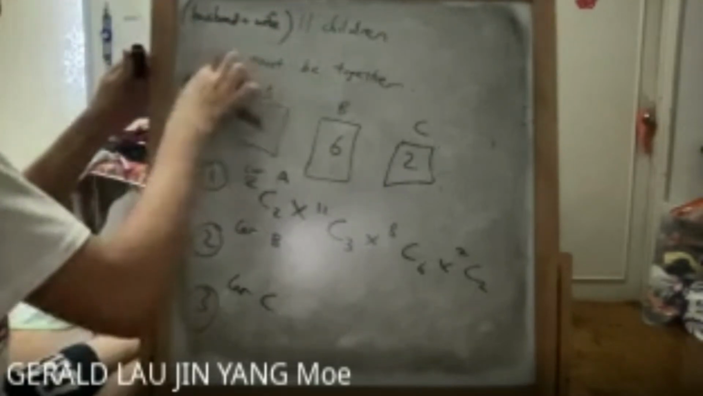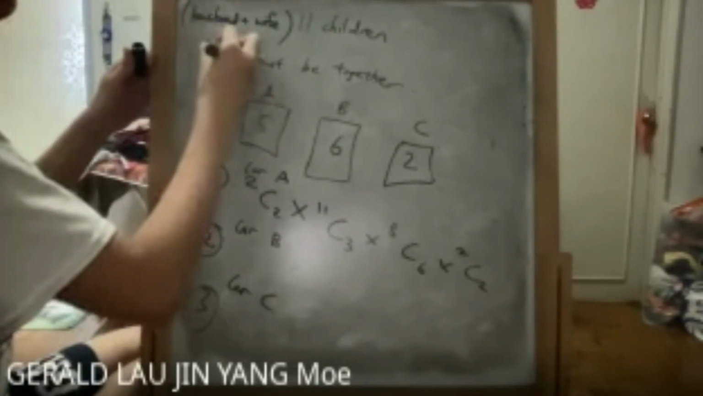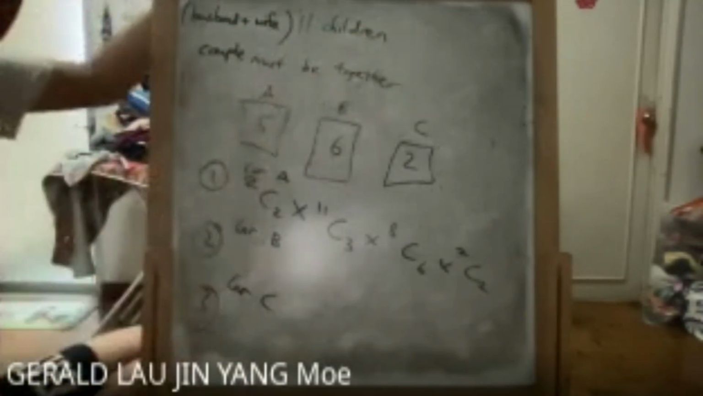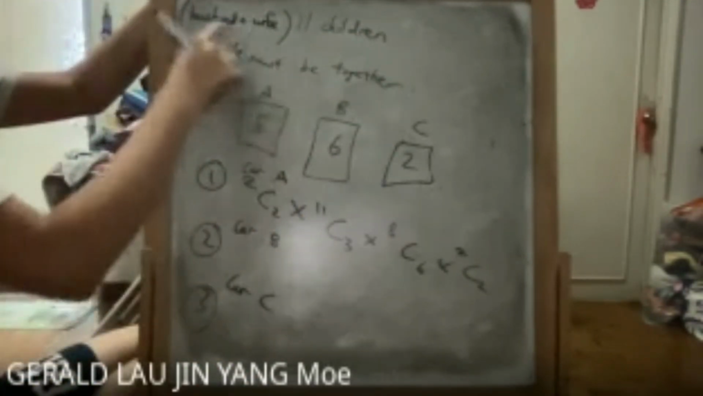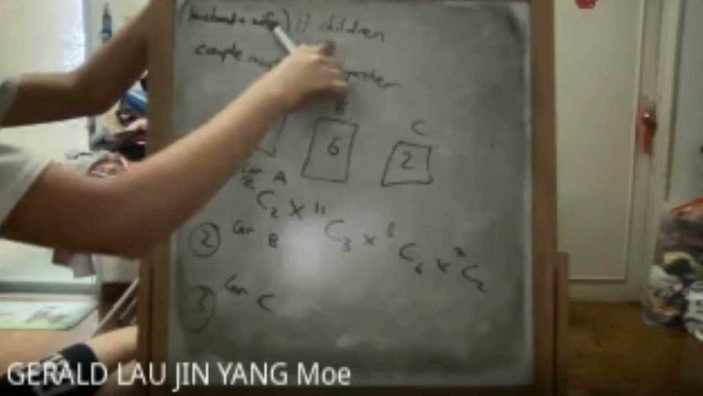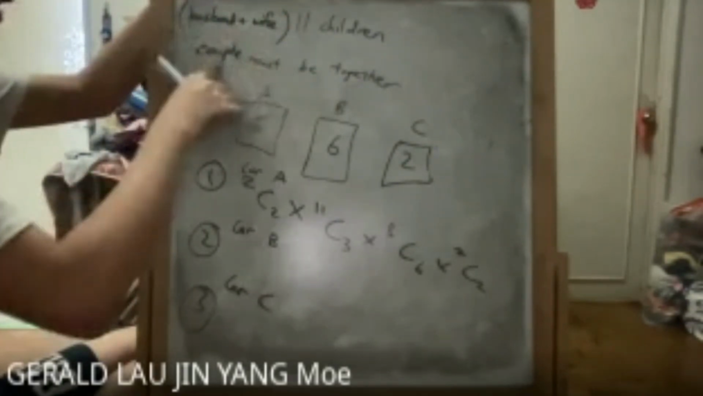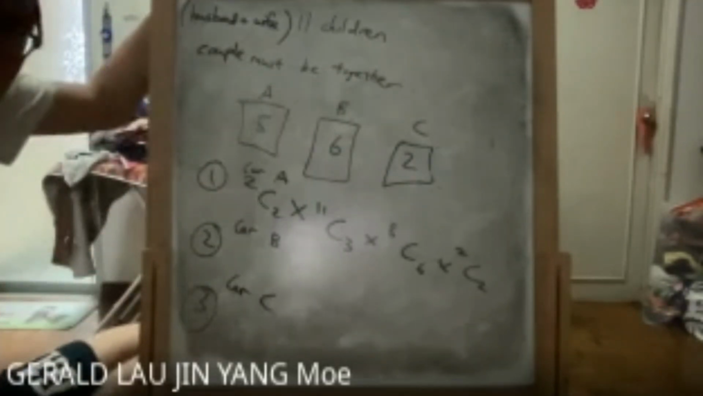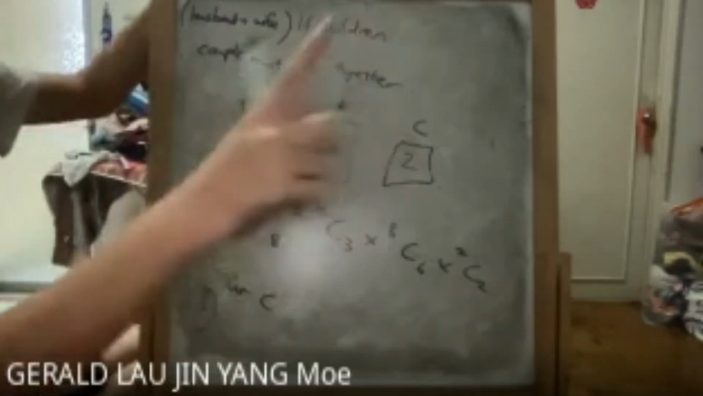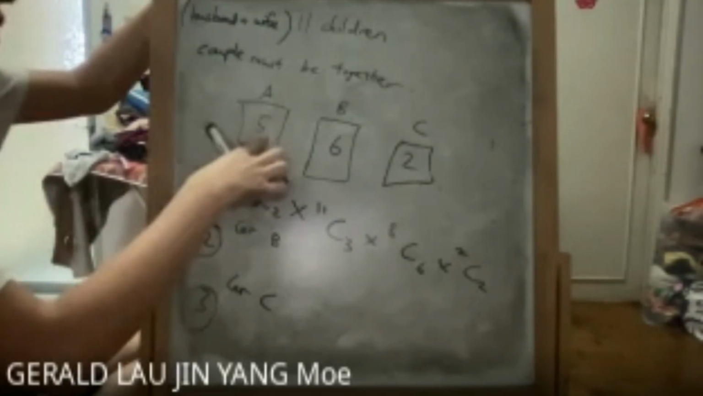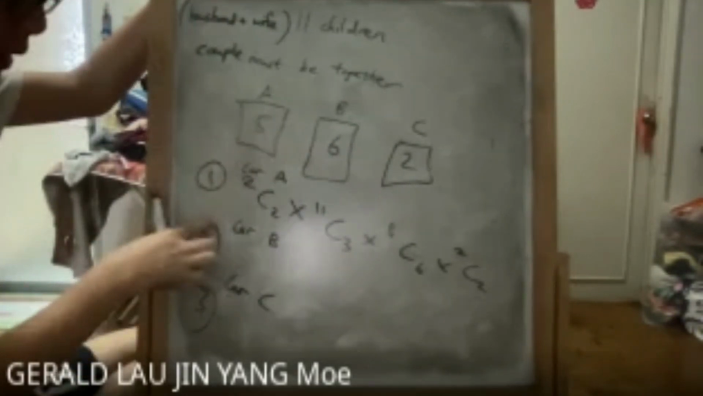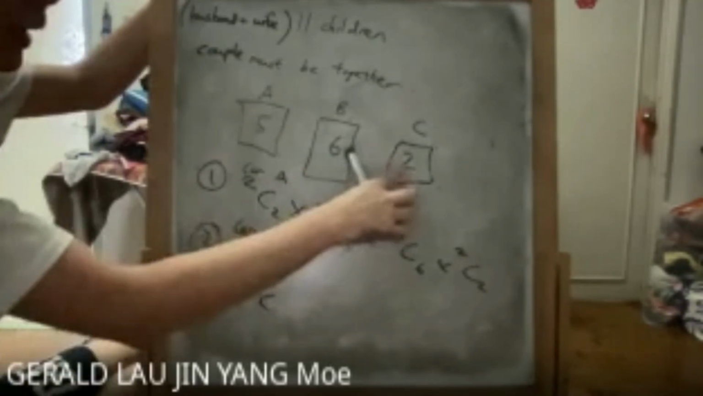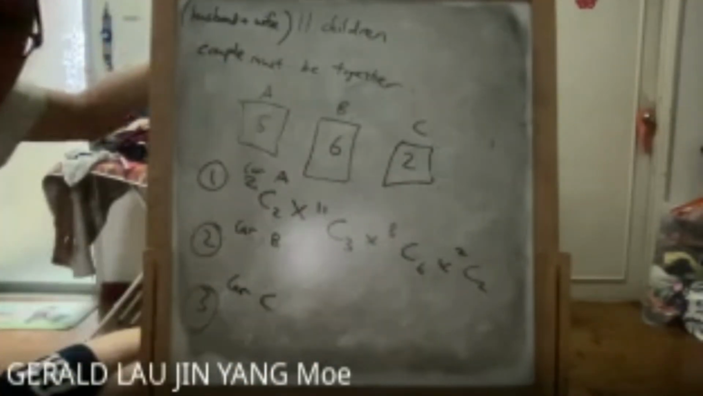So, this couple must be together. So, husband and wife and then 11 children. Your condition is the husband and wife, the couple, must be together in the same car. So you have 3 possibilities. Why? Your first possibility is the couple inside car A. Your second possibility is the couple inside car B. Your third possibility is couple inside car C. Can you understand this first?